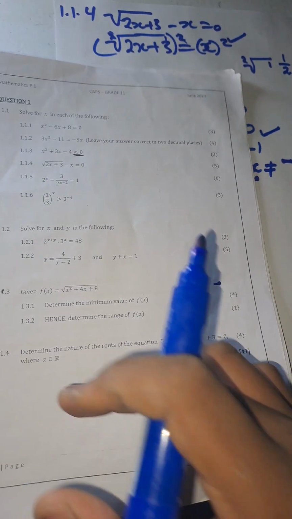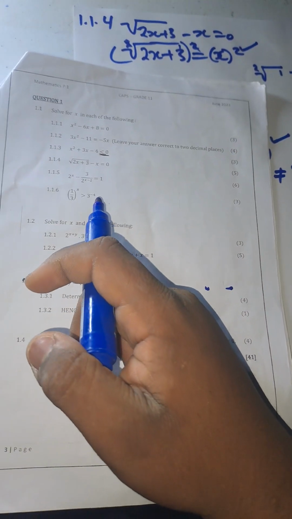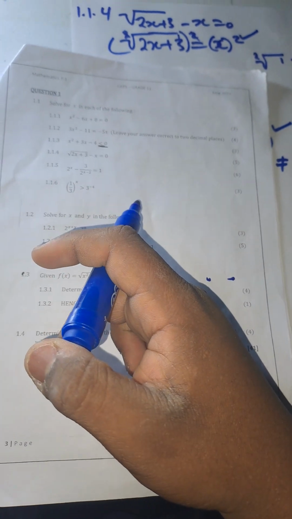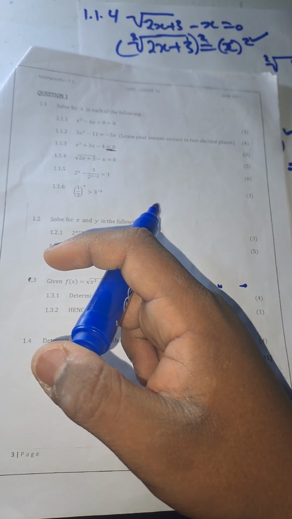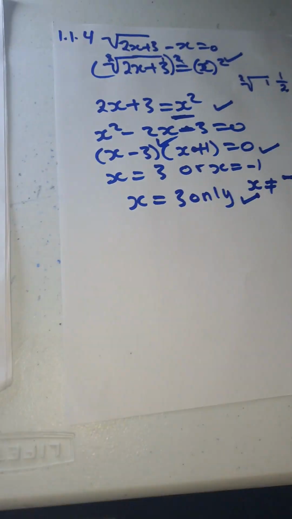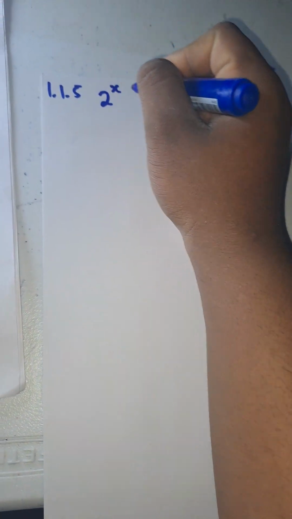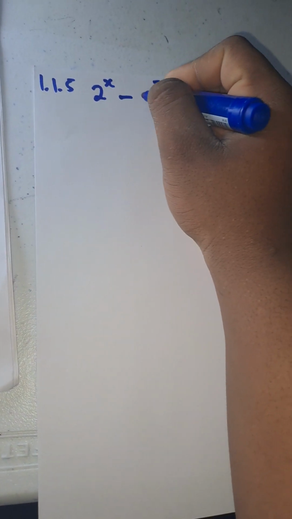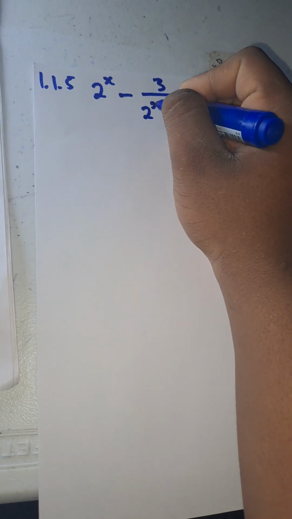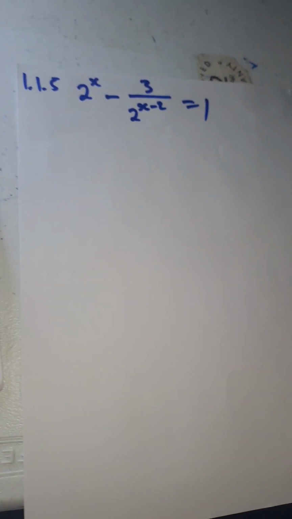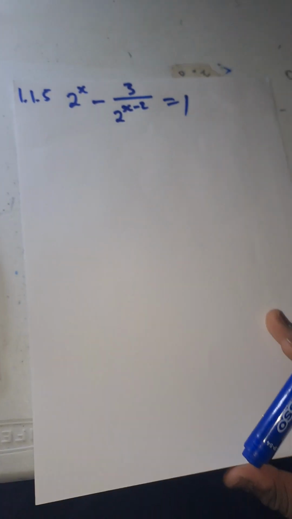So now let's check this one. It is saying 2 to the power of x minus 3 over 2 to the power of x minus 2 is equal to 1. 6 marks. So this one is saying: 2 to the power of x minus 3 over 2 to the power of x minus 2 is equal to 1, right? So now let's continue.